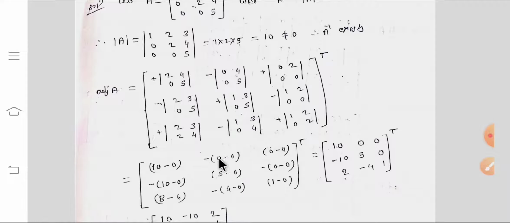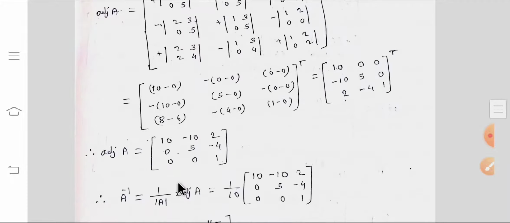This value is 1 into 5 is 5 minus 0 minus 0. This is 2 4s are 8 minus 2 3s are 6 minus into bracket 1 4s are 4 minus 0, plus this is 1 minus 0, whose transpose. So the value should be 10, 0, 0, minus 10, 5, 0, 2, minus 4, 1 transpose.